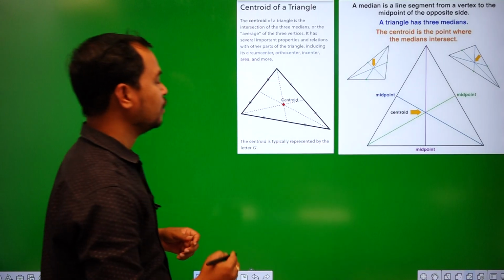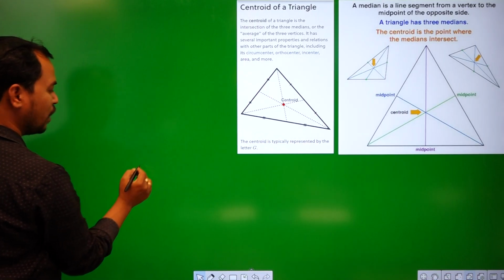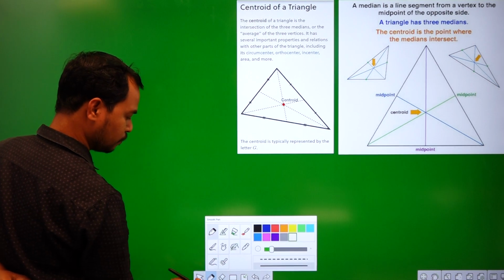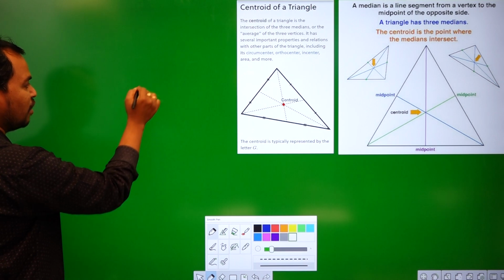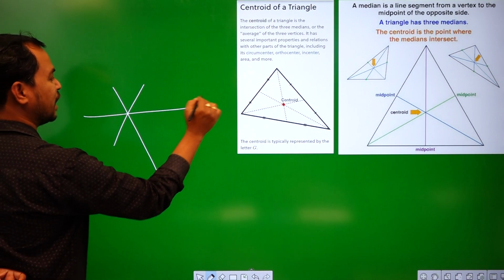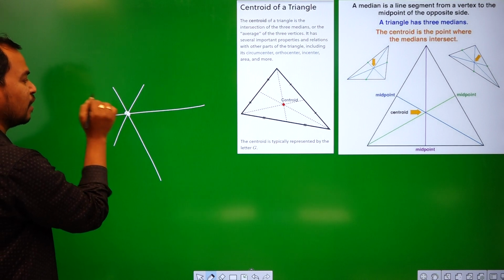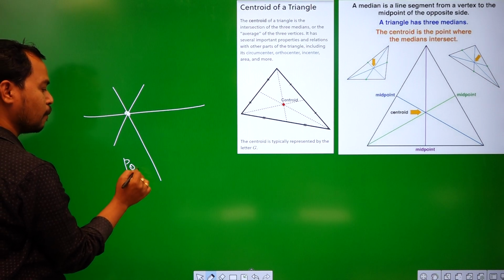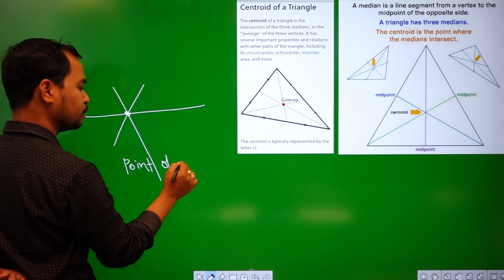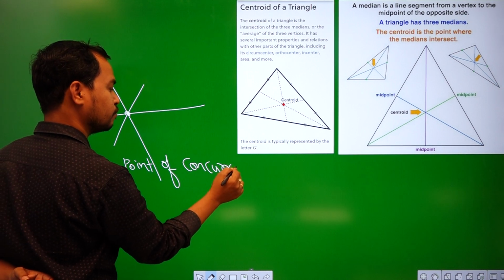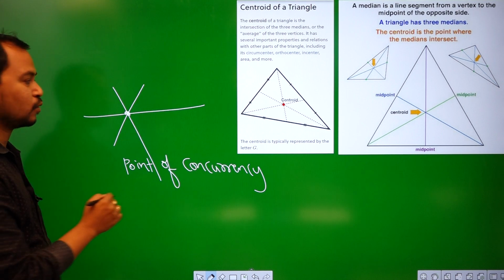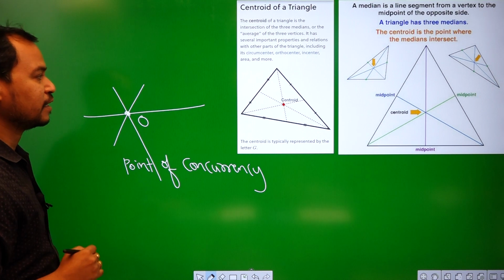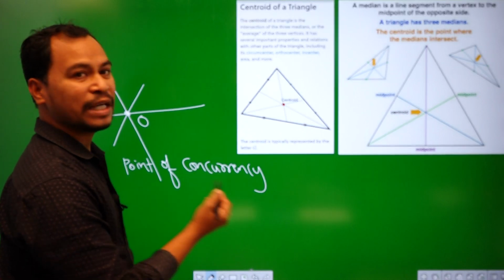Before the centroid, we have to know the point of concurrence. What is a point of concurrence? If 3 or more lines pass through a common point, such lines are called concurrent lines, and that point is called the point of concurrency.